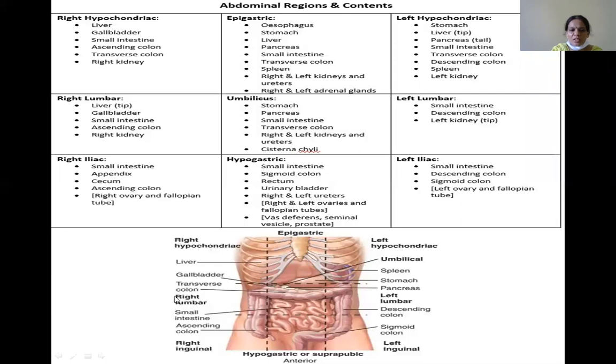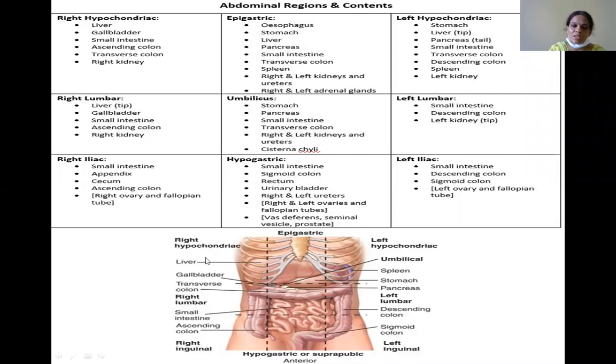And the right lumbar region: whenever stones are present in the kidneys, the patient will complain of pain in the right lumbar region, which descends down to the groin. The pain starts in the lumbar region and is referred to the groin. The left lumbar region as well: all the kidney problems will be elicited in this area. And in the left iliac region, the descending colon and sigmoid colon, and anything relating to inflammatory bowel disorders, give rise to pain in this particular area.